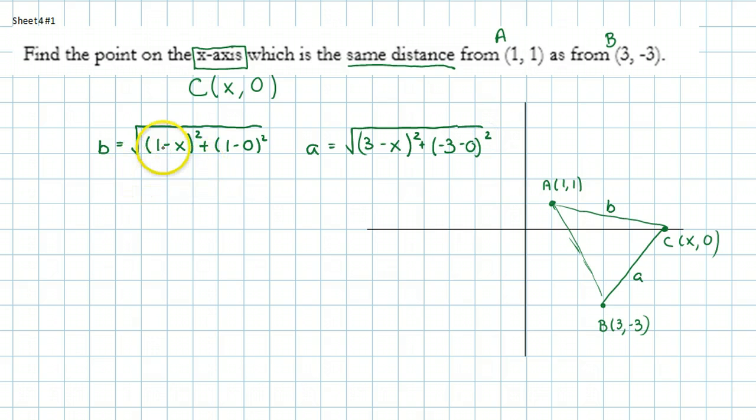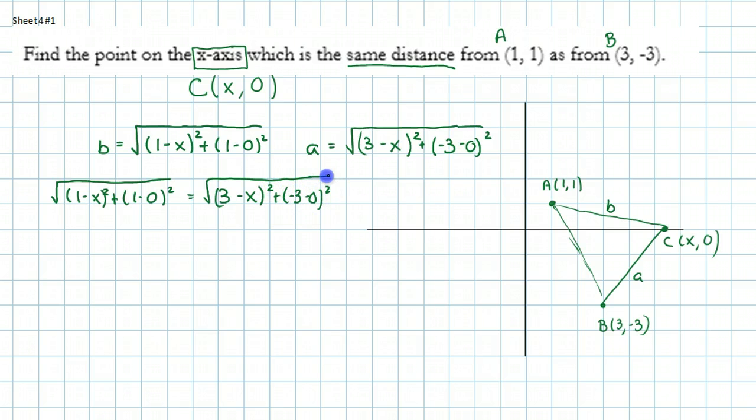So now, since A and B are the same, I can say that the square root of (1 minus x) squared plus (1 minus 0) squared is equal to the square root of (3 minus x) squared plus (-3 minus 0) squared. So now I have some algebra I can work through. I'm going to square both sides. So I'll have (1 minus x) squared plus 1 squared, which is 1, equals (3 minus x) squared plus (-3) squared, which is 9.